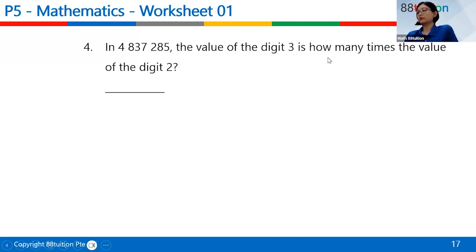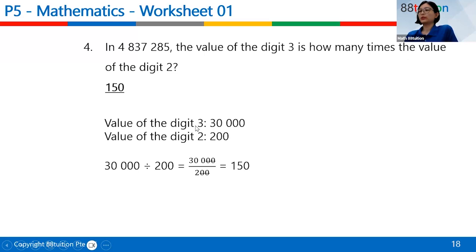What the value of digit 3 is how many times the value of digit 2? So first you need to identify what is the value. So we know that digit 3, the value is 30,000. The value of digit 2 is 200. Then this comes to the place where we're going to learn something new, multiply and divide by multiples of 10. Has your school taught you this? Multiply and divide by multiples of 10. Multiply by 10, 100, and 1,000. Some schools teach faster, some schools teach slower, so it's fine. I'm going to teach you in advance. It's a very simple one.